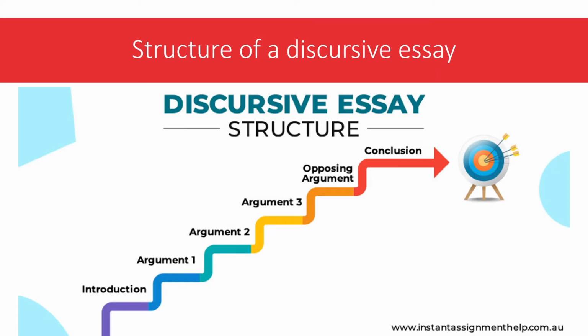This is a simple image of the structure of a discursive essay. You will start off with your introduction, move on to argument 1, 2, and 3. This is where you'll be using the P or step 4. And then you have your opposing argument as your last paragraph. And then finally, your conclusion. Remember, in introduction and in conclusion, you need to weigh both sides of the argument.